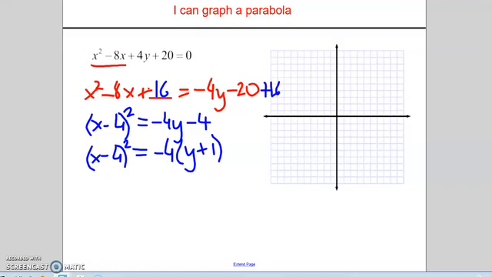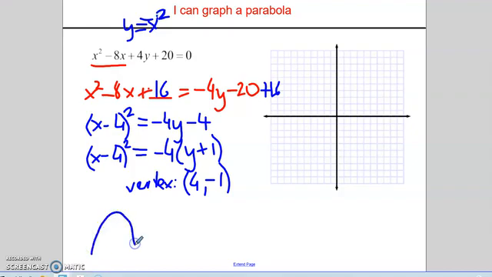Okay, let's put the coordinates down for the vertex. In this case, the vertex is at x is negative 4, so it's going to be positive 4. Y is at positive 1, so it's going to be negative 1. The vertex is at 4, negative 1. Does this open up, down, right, or left? The x is squared, so it's kind of like a y equals x squared parabola, but then I've got a negative. So this is a downward facing parabola.